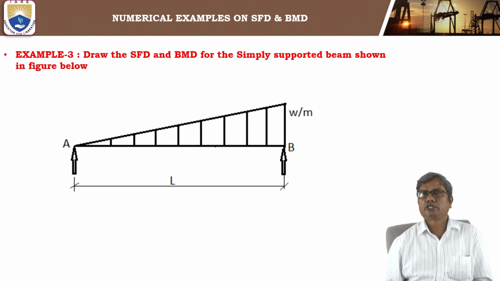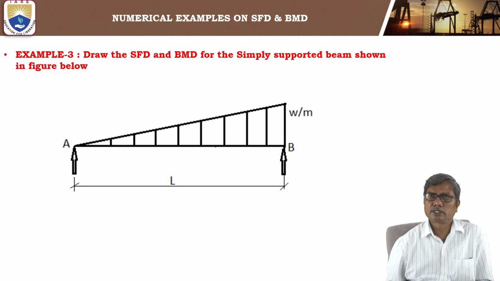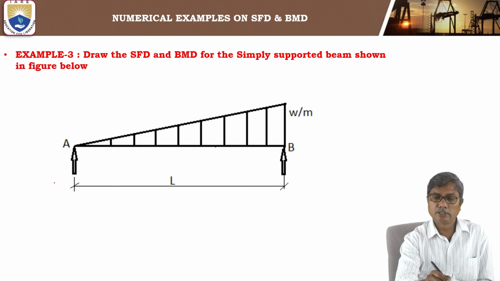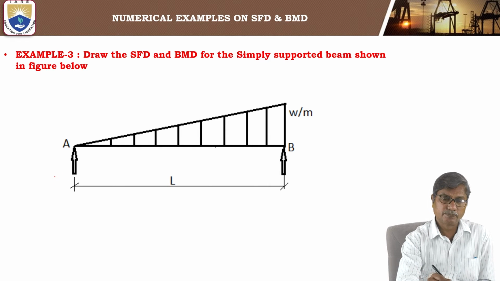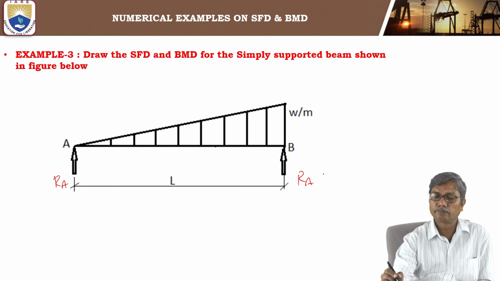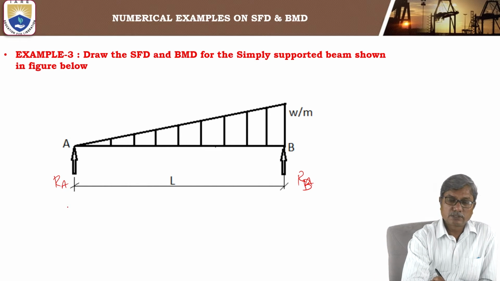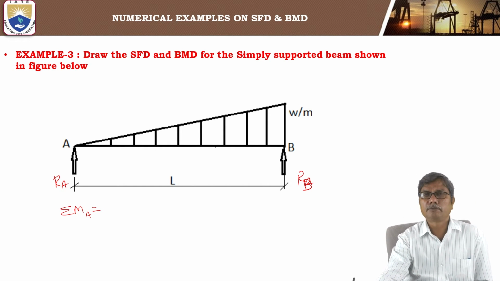So how to draw the shear force and bending moment diagrams for this? The procedure is the same in all the cases. First step is to calculate reactions, the reactions at A and B. The procedure to find reactions is by applying equilibrium conditions.